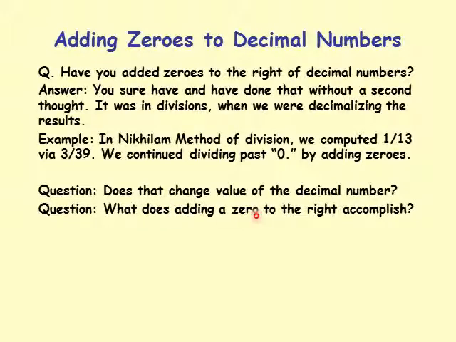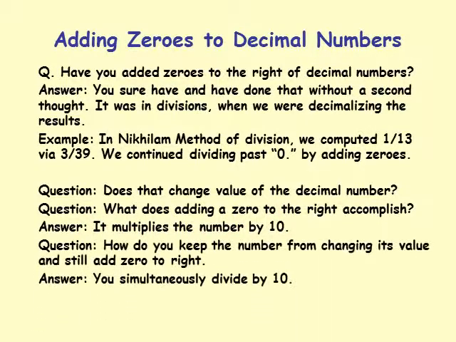Question: what does adding a 0 to the right accomplish? If you add a 0 to the right of the number, what happens? Answer: it multiplies the number by 10. Let's continue here. How do you keep the number from changing its value and still add zeros to the right? Now we want to add a 0 to the right and still keep the value the same, which is an equivalent value. How do you do that?